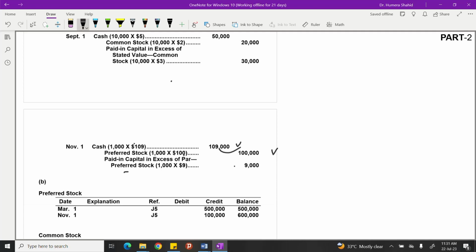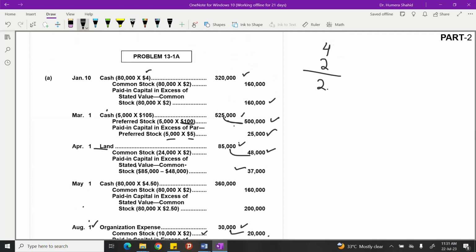Now they said to prepare the journal entries regarding the equity accounts. Can you see here? We have cash. Cash is not an equity account, so don't make a posting for it. Land is not an equity account either, so no need to post it. Common stock we will post. Preferred paid in capital we will post. Here, preferred stock we will post, paid in capital we will post. Land we will not post because it's an asset, it's not an equity account.